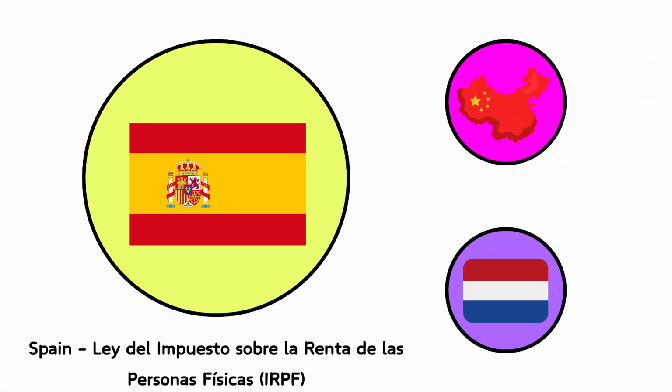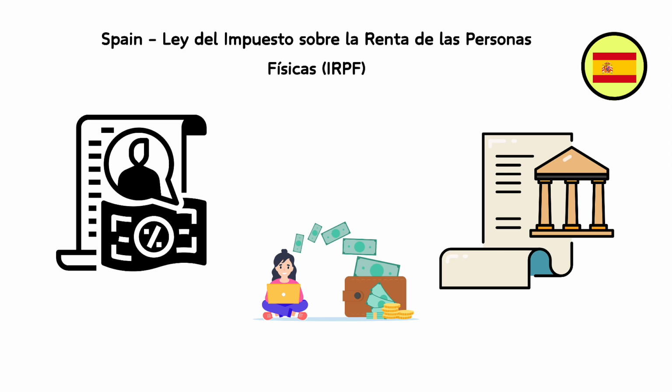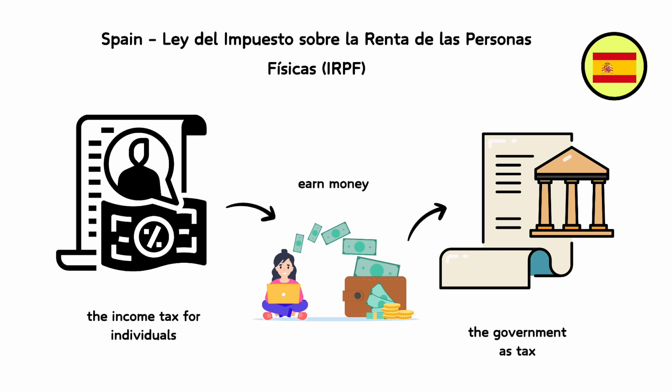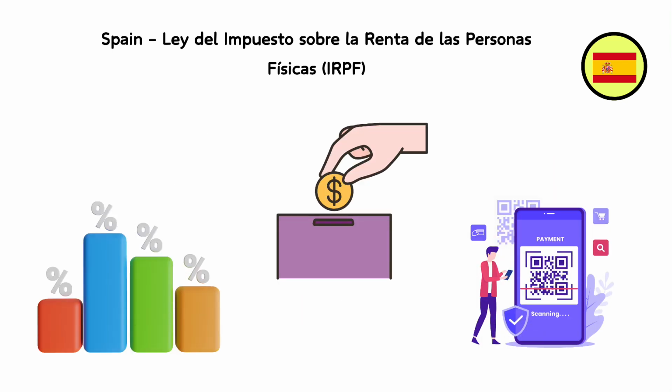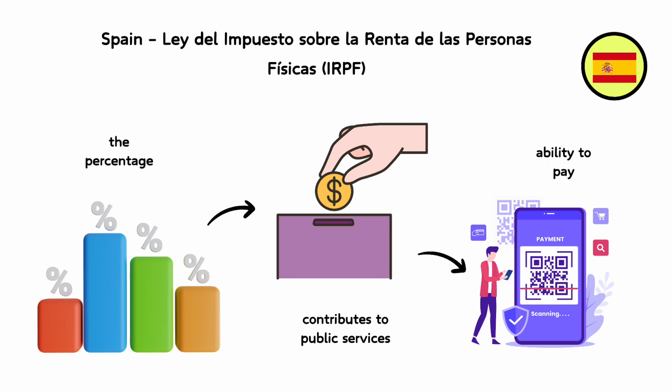Spain, Ley del Impuesto sobre la Renta de las Personas Físicas, IRPF. Spain's IRPF is a law that talks about the income tax for individuals. It says that if you earn money, a part of it should be given to the government as tax. The amount you pay depends on how much you earn. The more you make, the higher the percentage you pay. This helps ensure that everyone contributes to public services according to their ability to pay.